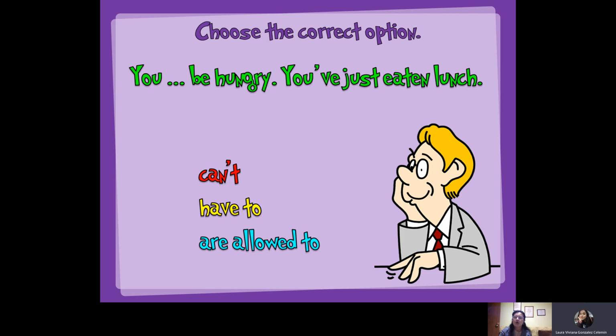So, what do you think? You are allowed to be hungry. ¿Te es permitido tener hambre? Acuérdate que ese allow to significa tener permitido, ser permitido, permitirse hacer algo. El allowed.